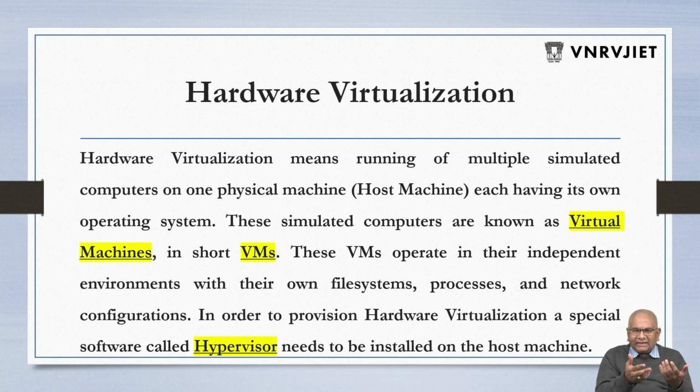And how can we create them? Using a special software called a hypervisor. Hypervisors are used to create virtual machines, or not so real machines, but they look like real machines. They act like real machines because they have their own file system, network, RAM, everything looks the same. That's pretty much what is meant by hardware virtualization.